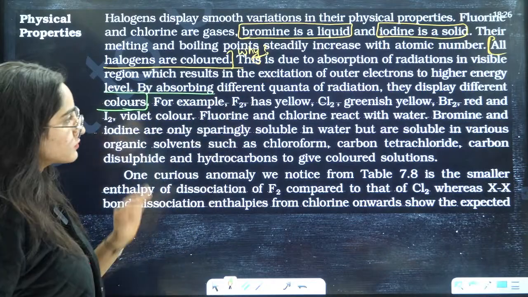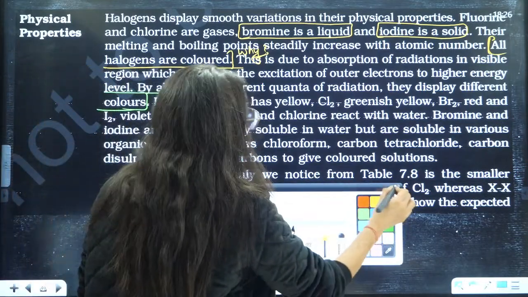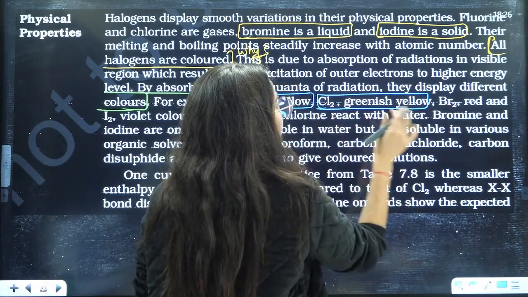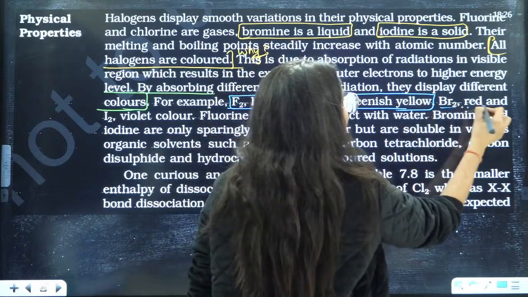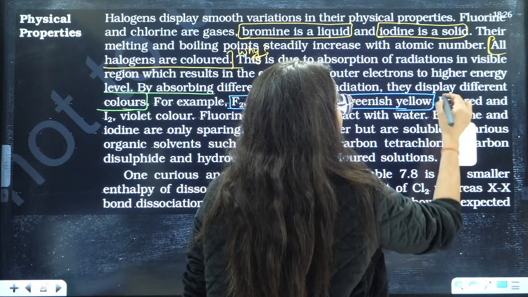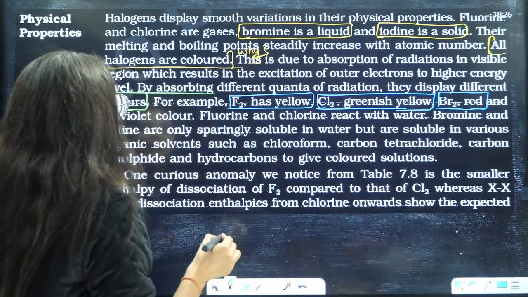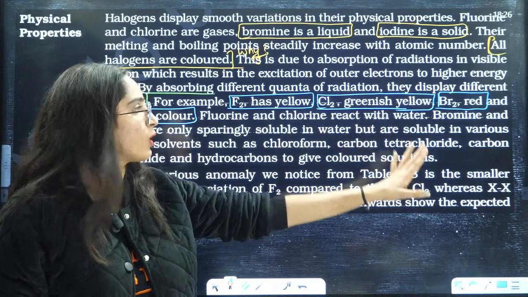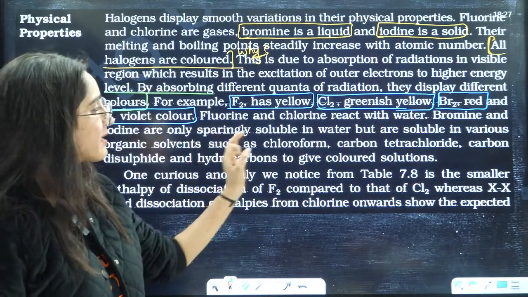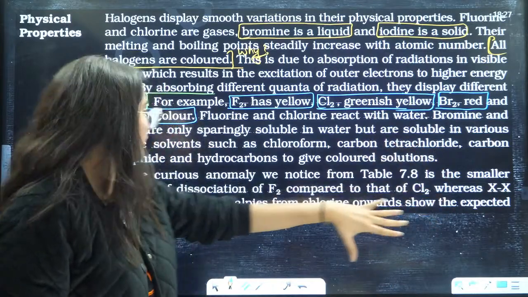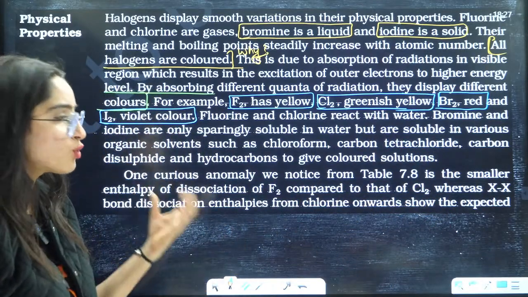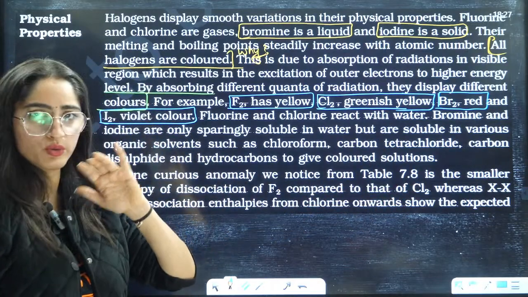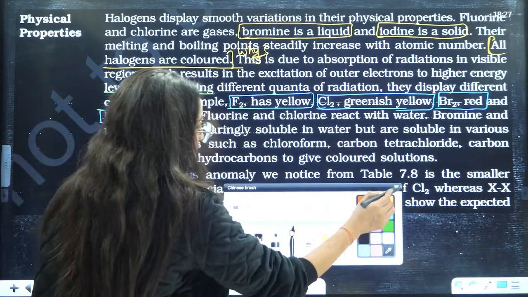Okay. For example, very important: F2 has a yellow color, Cl2 has a greenish yellow color, very, very important. Br2 has a reddish brown color, right? Then I2 has a violet color, very important. Fluorine and chlorine react with water. Bromine and iodine are only sparingly soluble in water, but are soluble in various organic solvents such as chloroform, carbon tetrachloride, carbon disulfide, and hydrocarbons to give colored solutions.